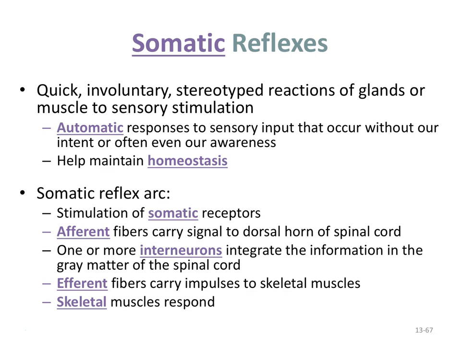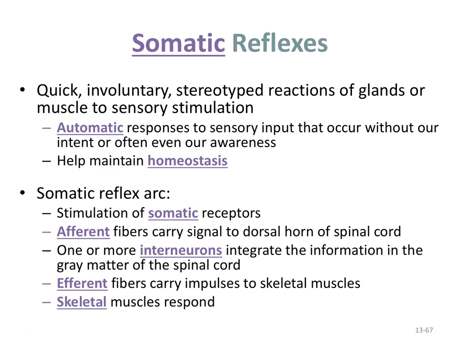Somatic reflexes are quick, involuntary, stereotyped reactions of glands or muscles to sensory stimulation. These are automatic responses to sensory input that occur without our intent or even our awareness. Their intention is to help maintain homeostasis.